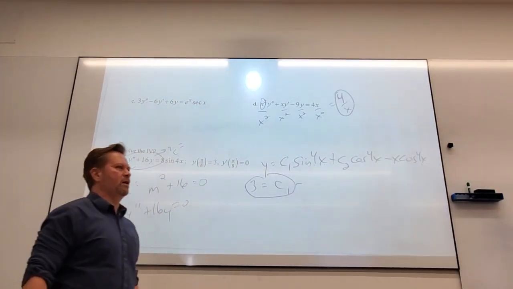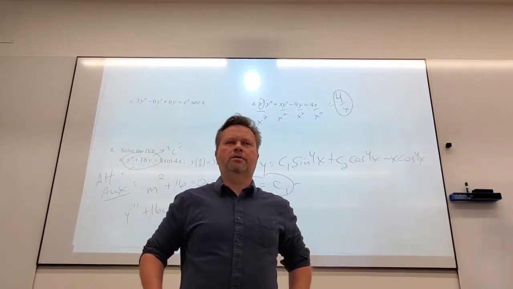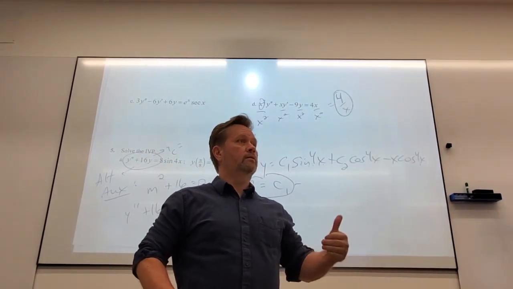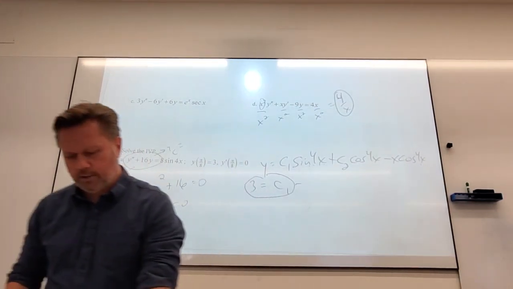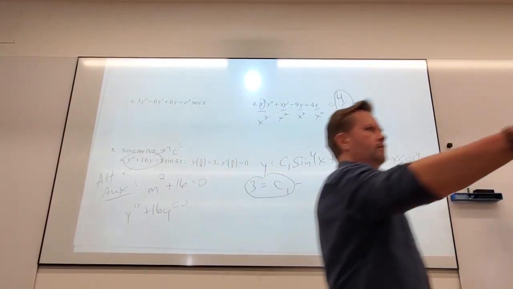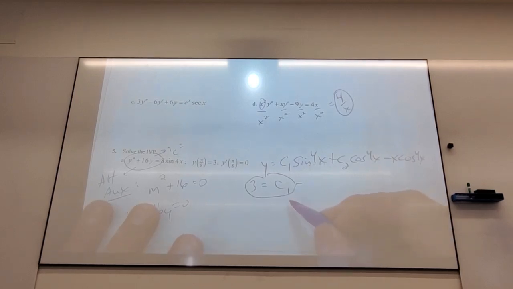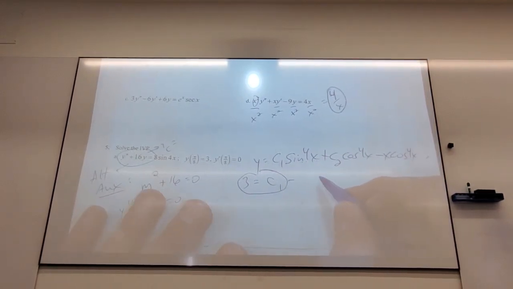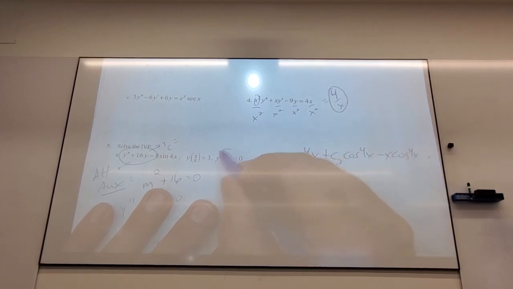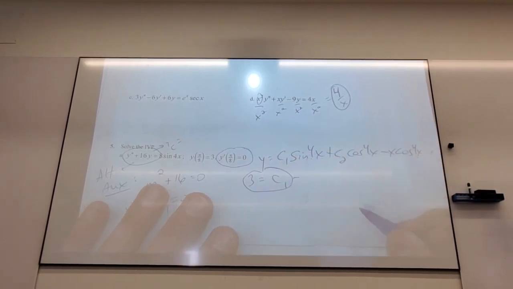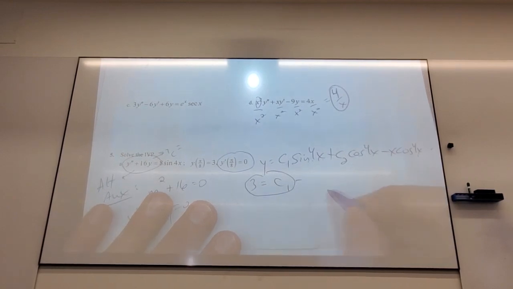I didn't finish this problem, so as I'm doing it, I'm learning with you what the answer is. So I know C1 is 3, which means I could immediately rewrite this. So I got y equals 3 sine 4x plus C2 cosine 4x minus x cosine 4x.